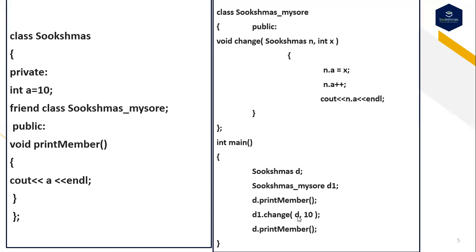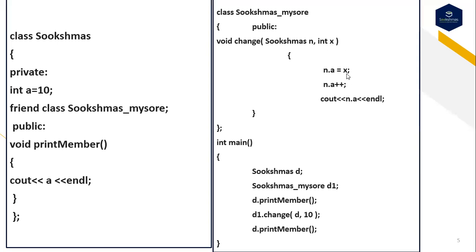When you are trying to pass an object, it will invoke the function called change. What type of object are you passing? The object d you are passing belongs to the class called Sookshmas. That is the reason you have to mention the class. What kind of object you are passing, you should mention the same class name here. And also I'm passing 10 that will be stored in a variable called x, belonging to the integer type.